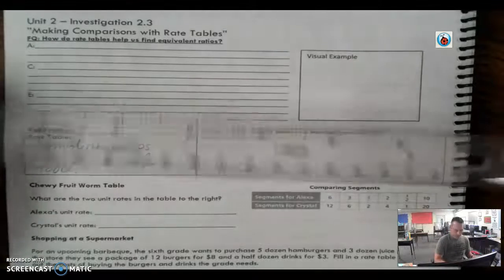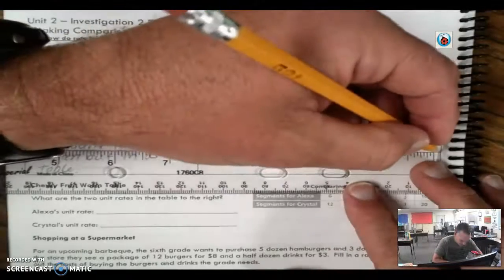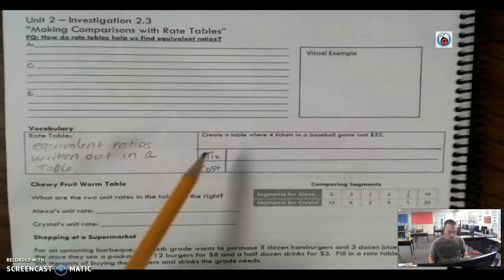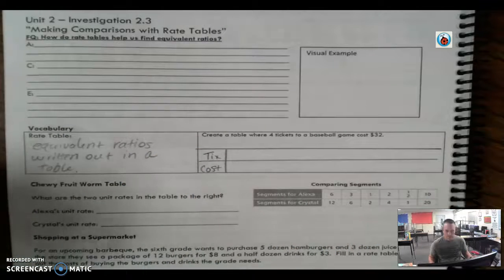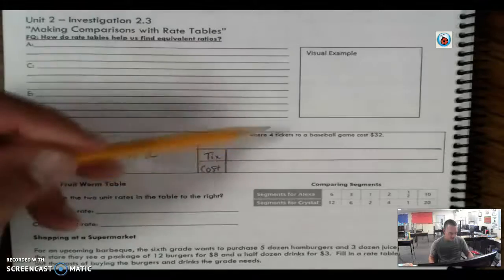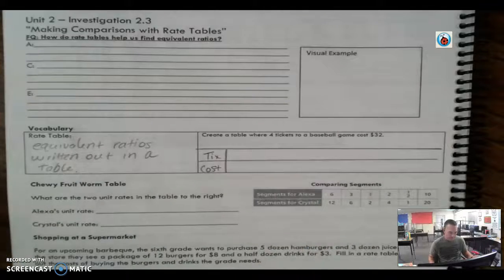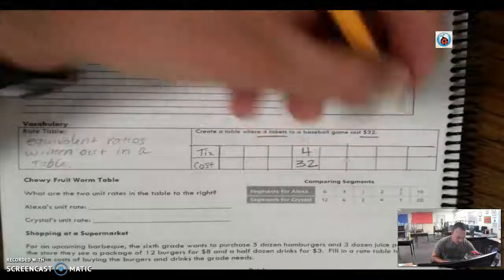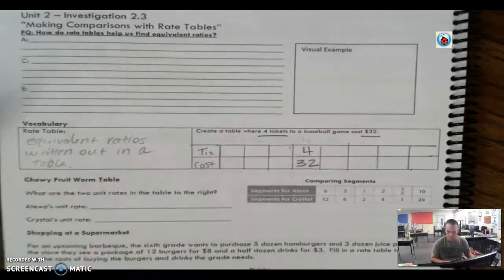You're going to need a ruler today. I like these clear ones, so we're going to go ahead and make a rate table right here. Here's my table. It says create a table where 4 tickets to a baseball game cost $32. So I start off with tickets and costs. Now I'm going to make grids. They told me that 4 tickets cost $32, and you see that the 4 goes into the tickets row, and the cost goes under it as 32.